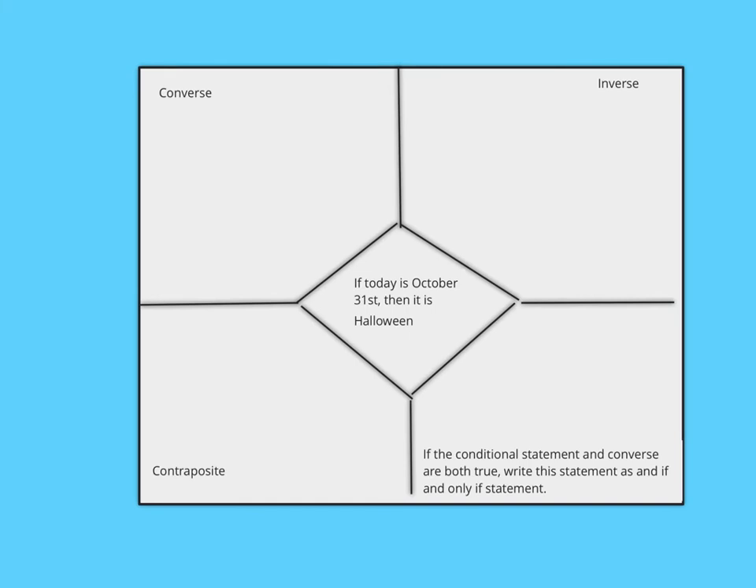On this slide, we're going to bring it all together. We're going to take a conditional statement that we're given and write the converse, inverse, contrapositive, and possibly an if and only if statement. I'm going to point out right now that I have a typo here that I need to go back and eventually fix. It should say contrapositive. So if we look at our conditional statement: if today is October 31st, that's our hypothesis, then it is Halloween. That is our conclusion.